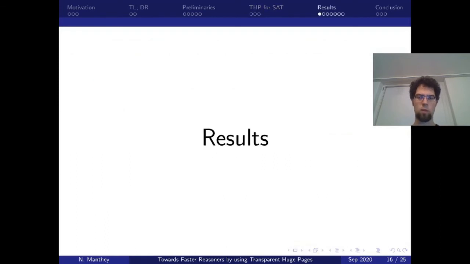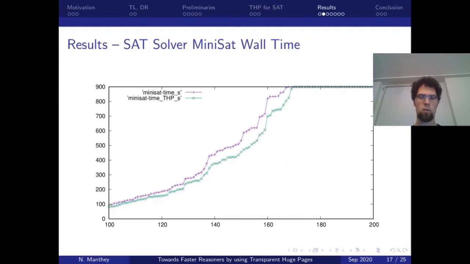So, results. We did some measurements. Basically, we took MiniSat on the same benchmark again, and we modified it to use transparent huge pages, and you can see the benefit here. This is a cactus plot, which means if the tool is more to the right, then it's better.